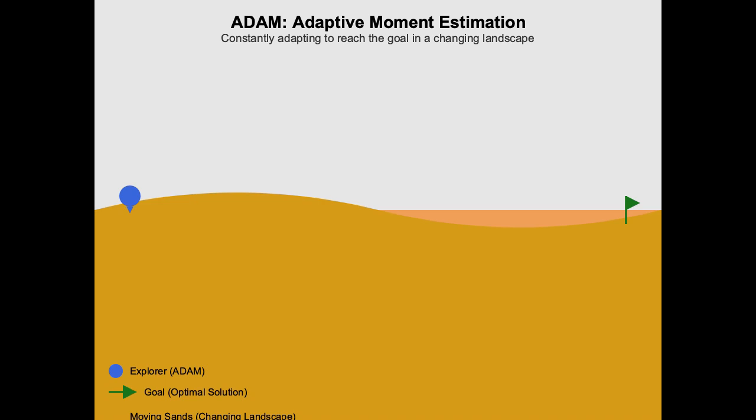Ever wonder how AI models, like the ones used in self-driving cars, actually learn? Well, it all boils down to something called an optimizer. And today we're taking a deep dive into one of the most popular ones, Adam.